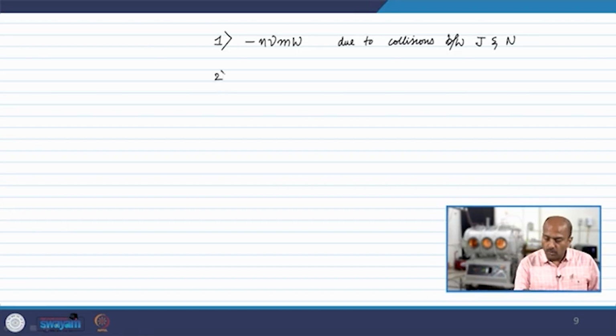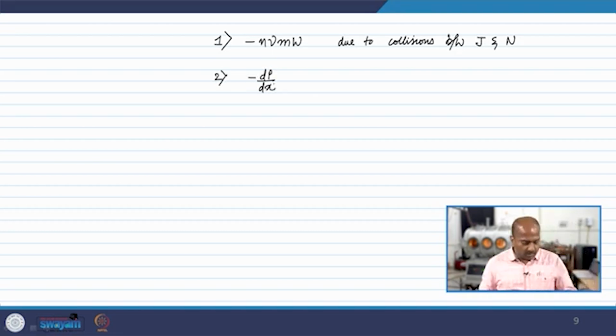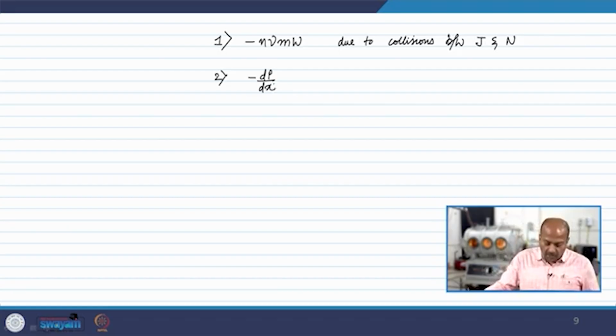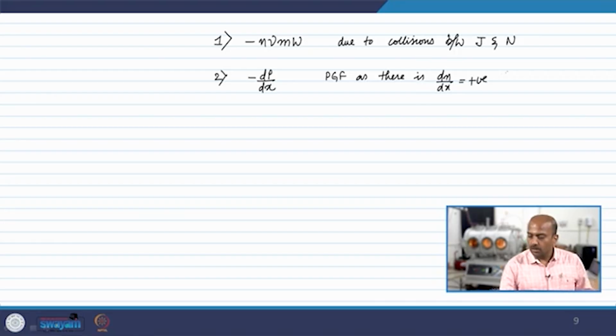Number two, there is some force which is minus dP by dx. What is this? dP by dx is the pressure gradient force due to partial pressure variations, as there is a concentration gradient along the positive x axis. Okay. So, we know what PGF is, right. So, this is the PGF as there is a positive dN by dx along the x direction.